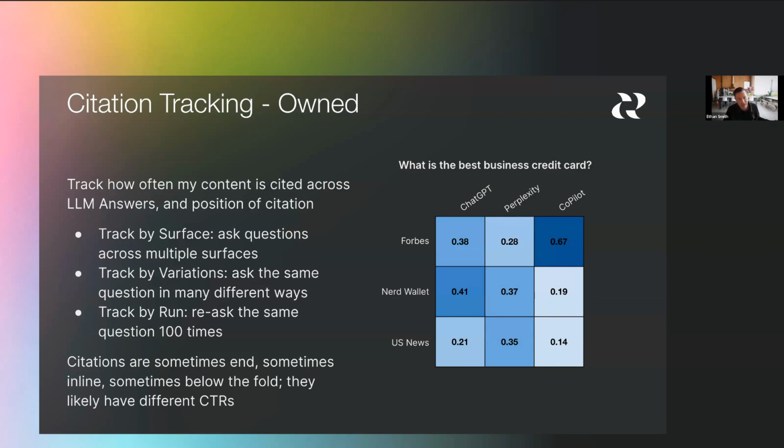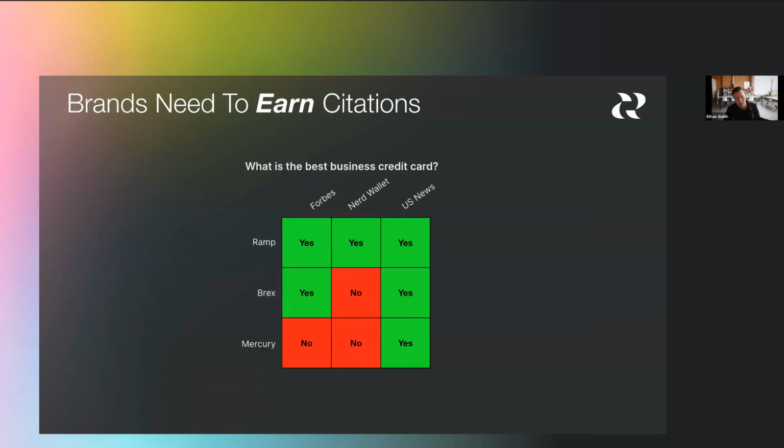Then if we go to the next slide, Ramp wants to show up. Ramp wants to be showing up in those citations. So let's say that Ramp cares about showing up for best business credit card. They want to see which citations matter. And again, ask the question hundreds of times, ask the variations, ask it across surfaces. Now Ramp or Brex knows which citations are the ones that matter. And I want to make sure that if Forbes and NerdWallet and US News are the citations that matter the most, that I'm mentioned there.